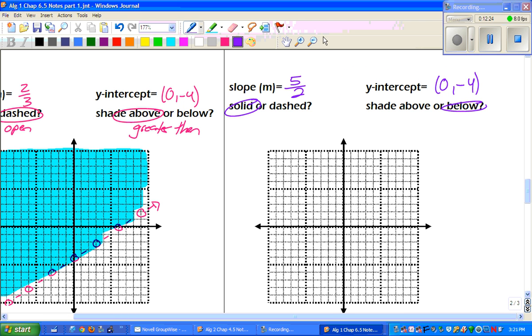So we're starting at -4, right there. And we go up 5/2, up 5/2, down 5/2. And then draw your line. You guys should be using a ruler. And we shade below. Okay?